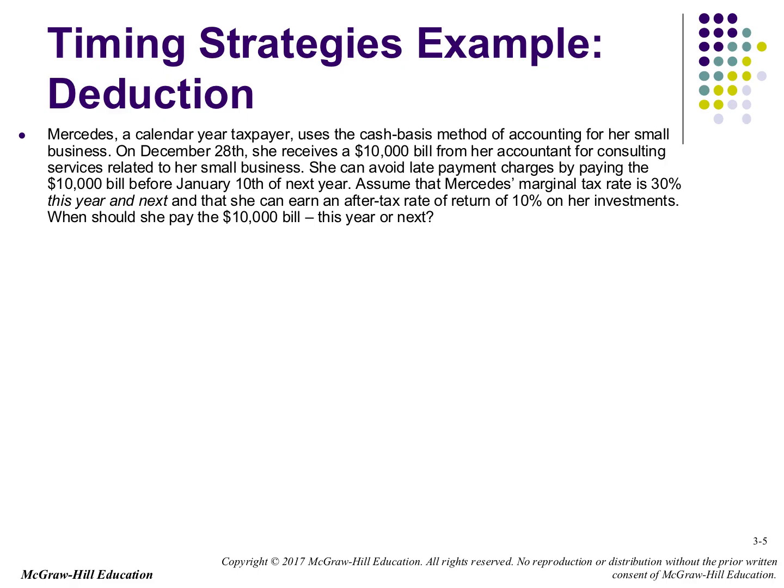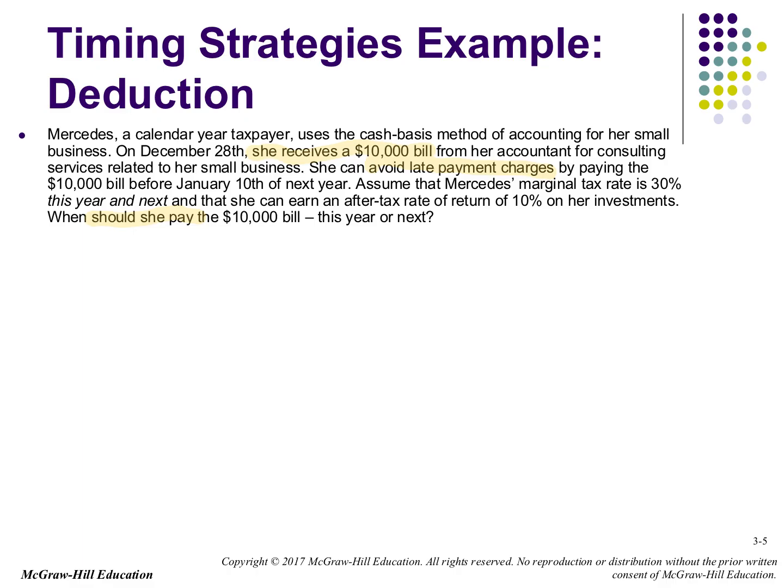So on December 28th, she receives a $10,000 bill. She can avoid late payment charges. And then, when should she pay? If we're paying something, that would be an expense to us, which would ultimately allow us to potentially take a deduction.